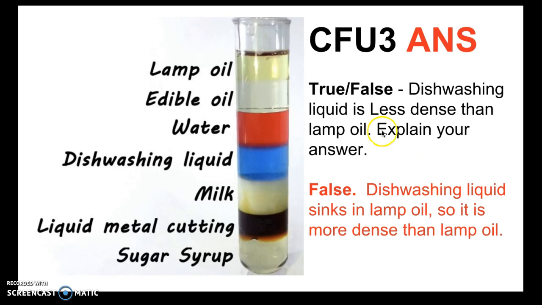Okay, so the answer is false. The dishwashing liquid sinks, so it's below the lamp oil. So the dishwashing liquid would actually be more dense than the lamp oil.